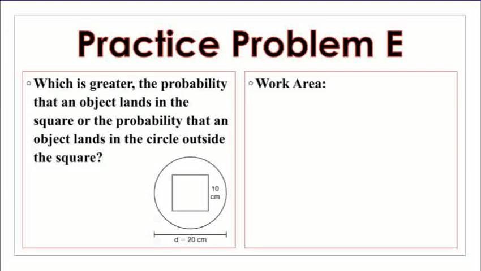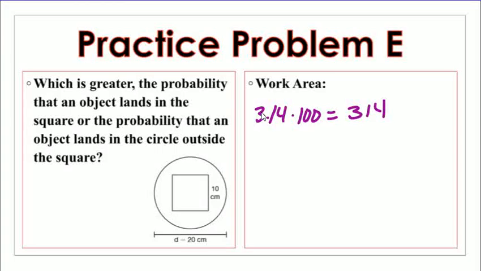Next, which is greater, the probability that an object lands in the square or the probability that the object lands in the circle outside the square? So this one's a little bit different. Let's first find the area of the whole circle. So the diameter is 20, so that means the radius has to be 10. So we would have pi, I'm going to use 3.14, so 3.14 times 100, because 10 squared would be 100. That would give us an area of 314.